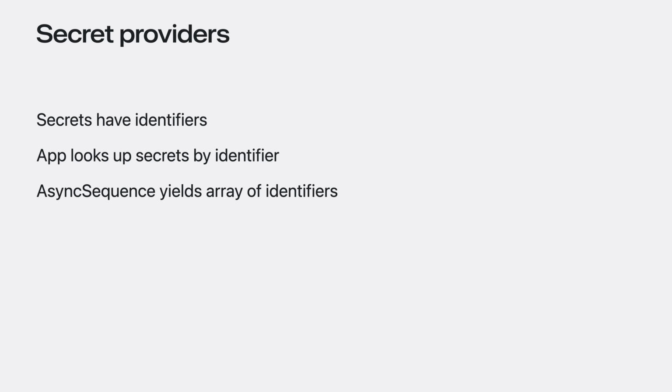It yields an array of all the identifiers for secrets of that type that are currently provisioned. The async sequence is also useful if your app supports a dynamic list of identifiers. When the Landmarks app downloads assets, it doesn't need that extra complexity, so we'll just use a hard-coded identifier.